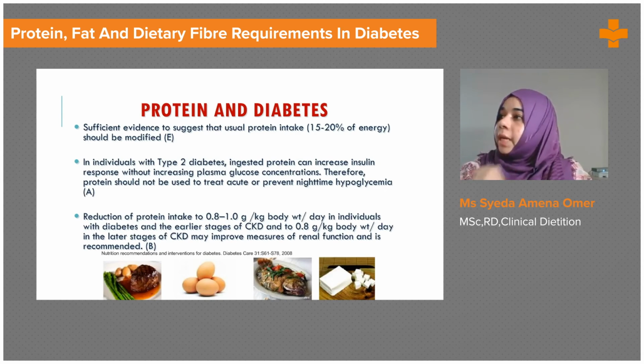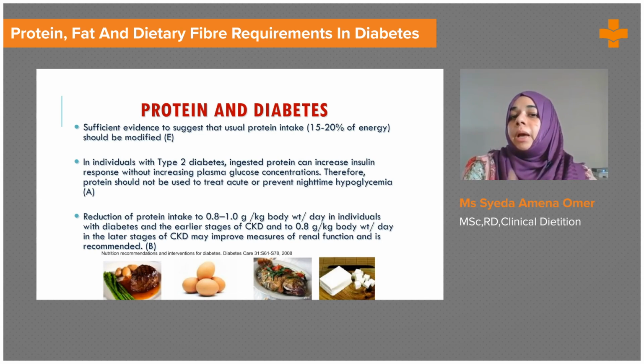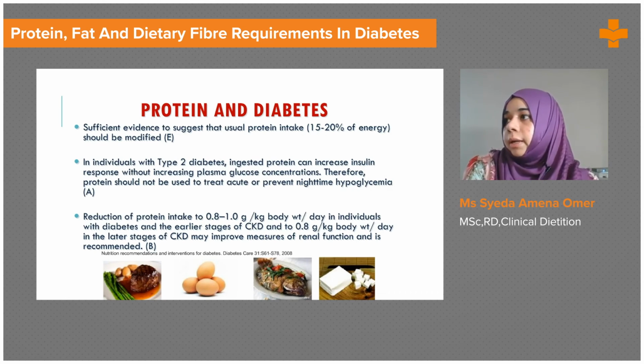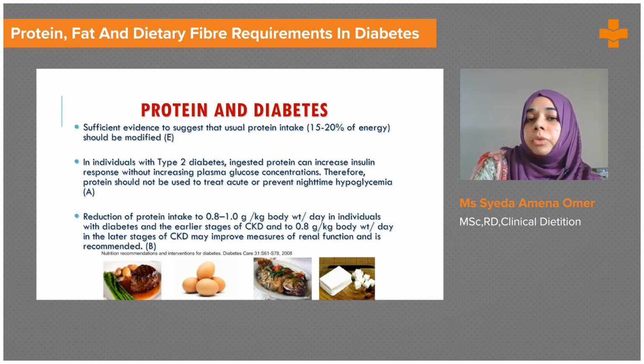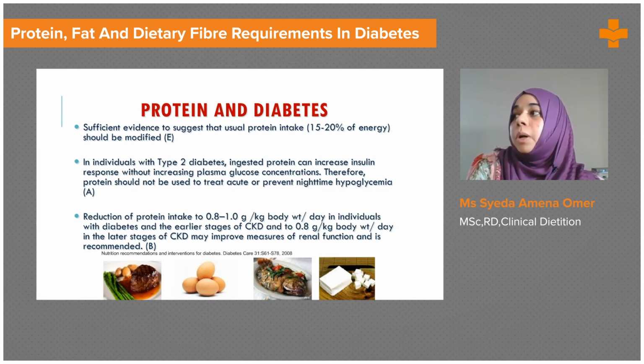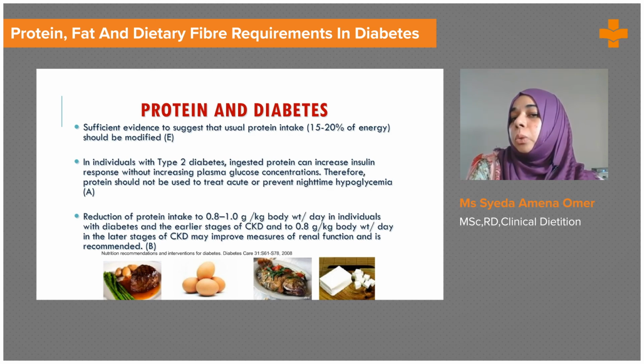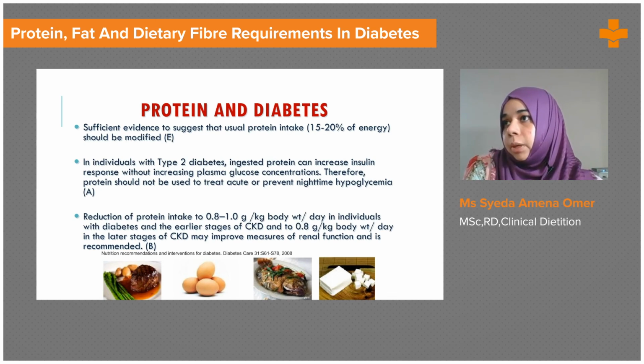Now, coming to the second macronutrient, which is protein. I have mentioned before that sufficient evidence suggests the usual protein intake should be 15 to 20 percent of the energy, but not more than that, because it spikes up the requirement of insulin. An individual with type 2 diabetes ingesting protein can increase the insulin response without increasing the plasma glucose concentration. Therefore, protein should not be used to treat acute or prevent nighttime hypoglycemia.